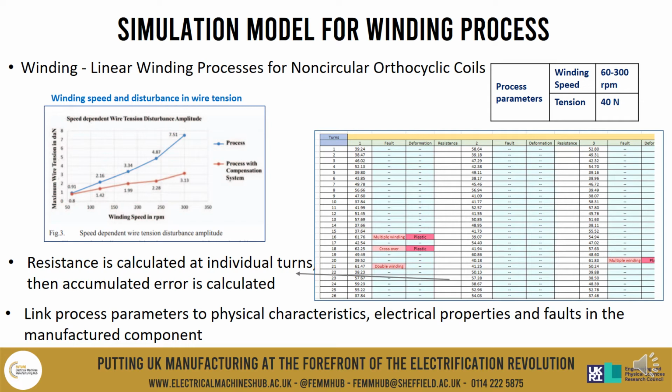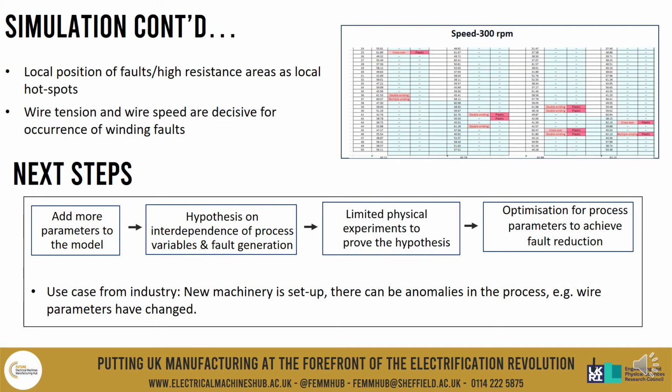By looking at individual turns, what we tried to achieve was to link process parameters to physical characteristics such as deformation in the wire, to electrical properties such as resistance, and finally to the occurrence of faults in a manufactured component. The simulation model could highlight the local position of faults or high resistance areas as local hotspots. And this information could direct the end-of-line test towards the highlighted areas.